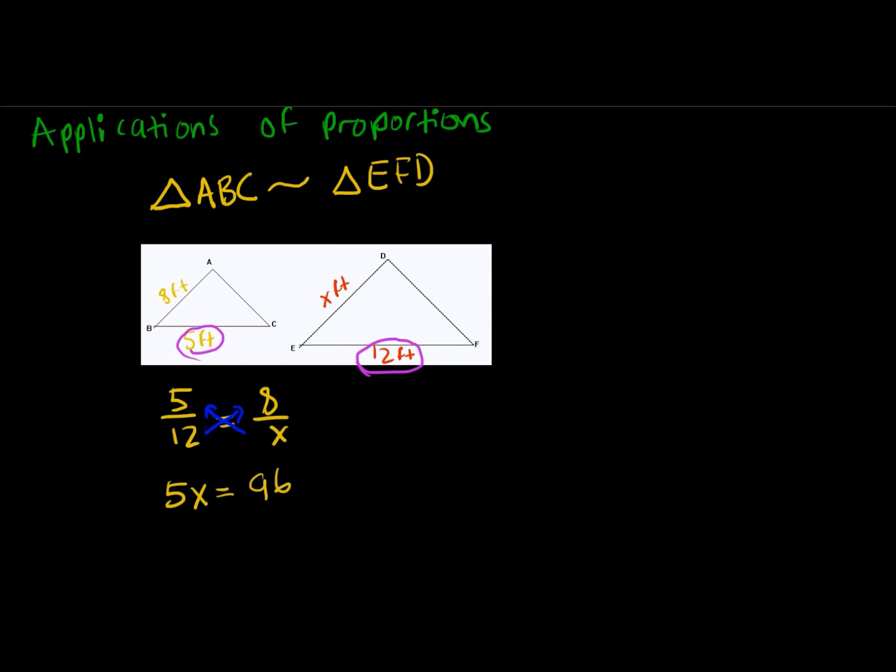Now we can just isolate the x. In order to isolate the x, we have to divide both sides by 5. When the left side is divided by 5, we are left with 1x. And when the right side is divided by 5, 96 divided by 5 simplifies to 19.2. So x equals 19.2.